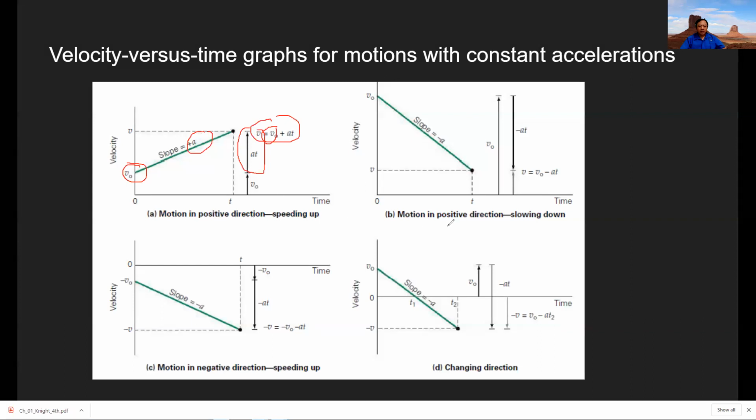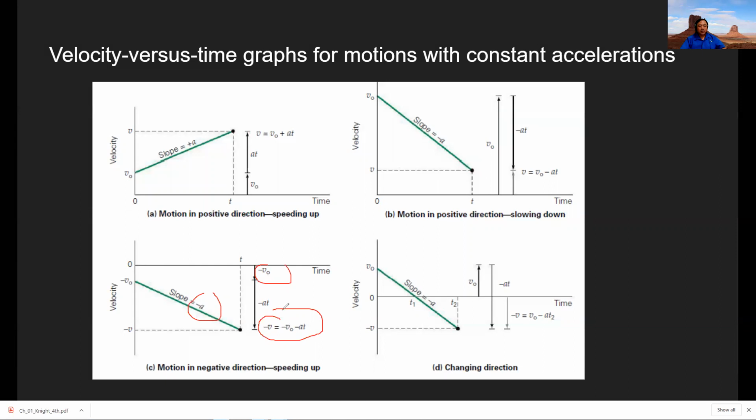So motion in positive direction. Motion in positive direction slowing down, the slope will become negative. So instead of plus at, it will become v equals v naught minus at, because in this case, this is already a negative slope. And here, motion in negative direction is speeding up. So the slope is negative a and it starts with a negative v naught also. So everything will have a negative sign.